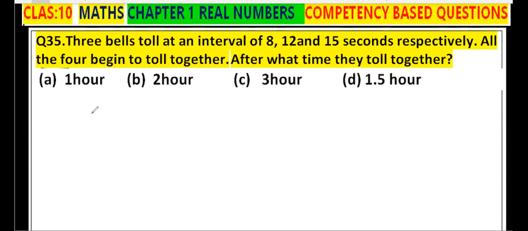Last question. 3 bells toll at an interval of 8, 12 and 15 seconds respectively. All the 3 begin to toll together. After what time will they toll together? 8, 12 और 15 सेकेंड के बाद में वो आपस में टोल करती हैं। कितने देर के बाद में वो वापस में एक साथ टोल करेंगी, ये क्वेश्चन हमारे पास ये है। तो देखिए ऐसे क्वेश्चंस के लिए हमें एलसीएम फाइंड आउट करना चाहिए.